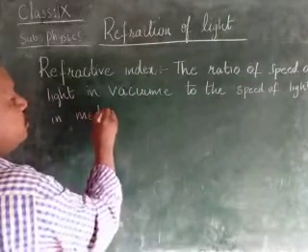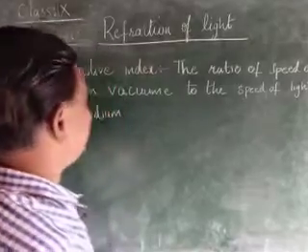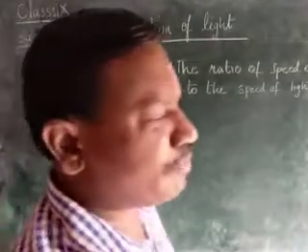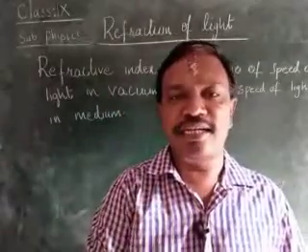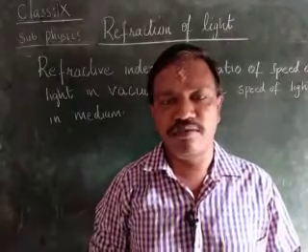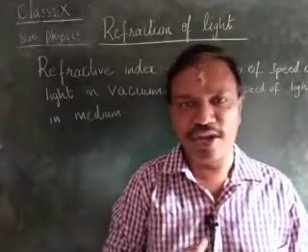Here, children, the ratio of the speed of the light in vacuum to the speed of the light in the medium. That means here we are comparing the speed of light in any medium with the speed of the light in the vacuum, children.